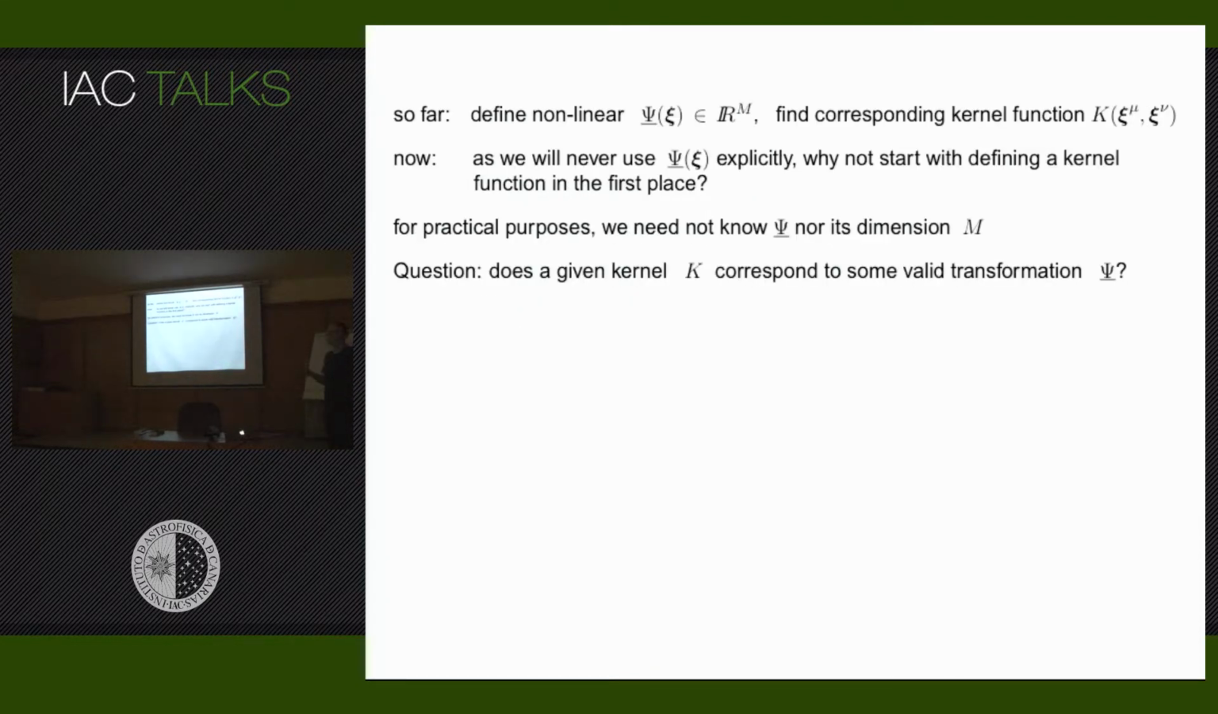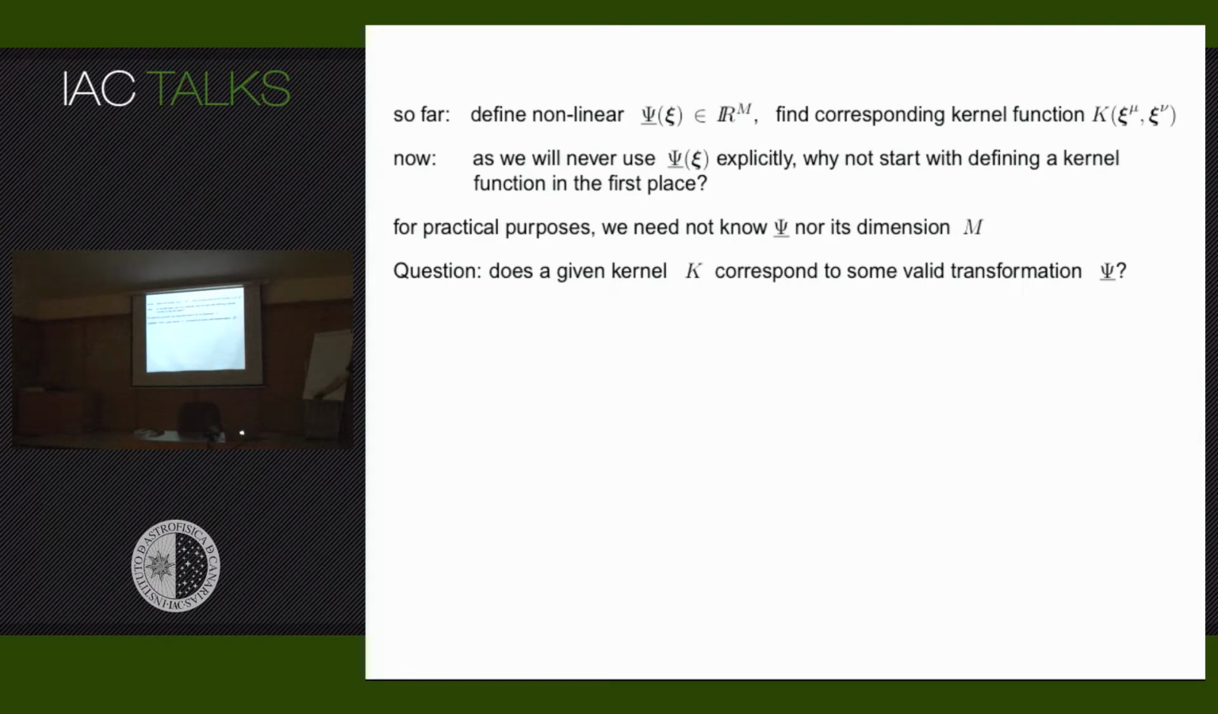Now, so far the idea was apply a transformation of the data to make things linearly separable. If we have this transformation by means of the definition of the dot product in the transformed space, we have the kernel function K, and then we can do whatever we want with that. Why not turn this around? If we never use the psi explicitly, why can't we just start with the kernel function? Sounds crazy, but why not, right? So we don't need to know psi at all. Not even m, the dimension of the new space. All we need to know is the kernel function.